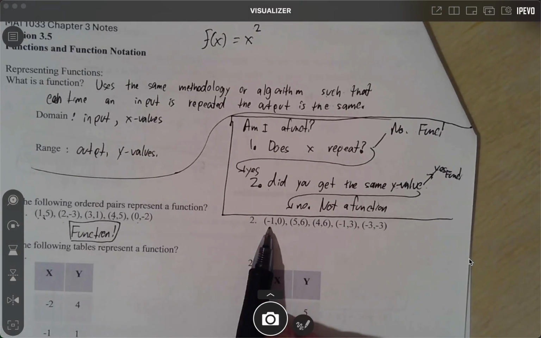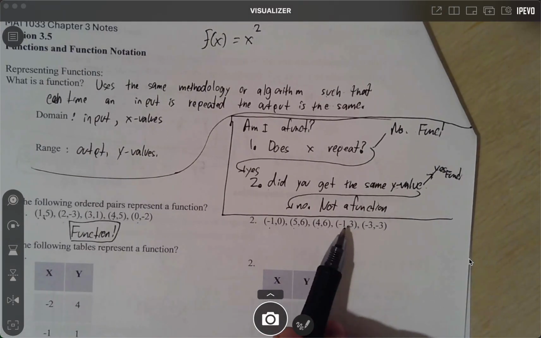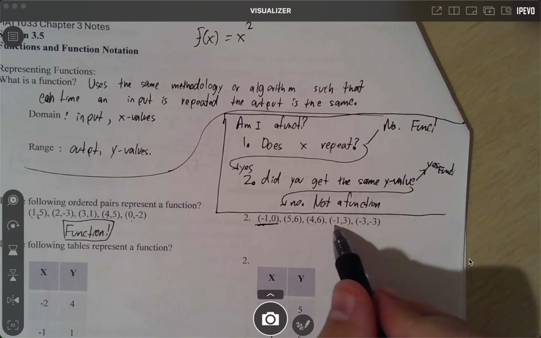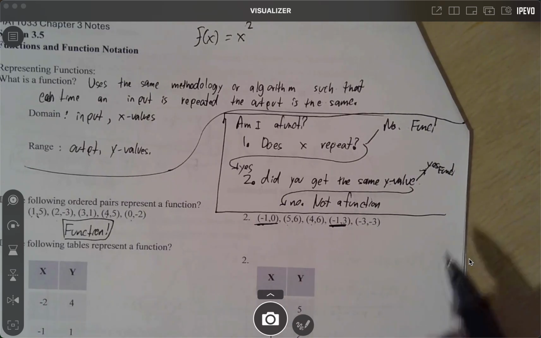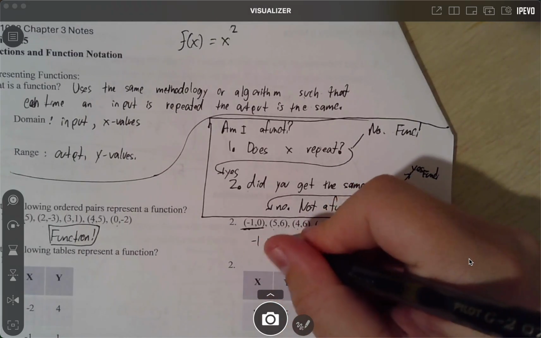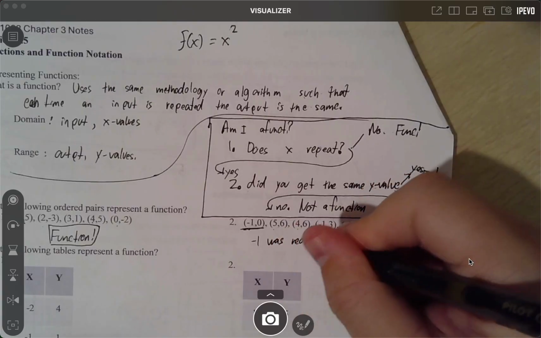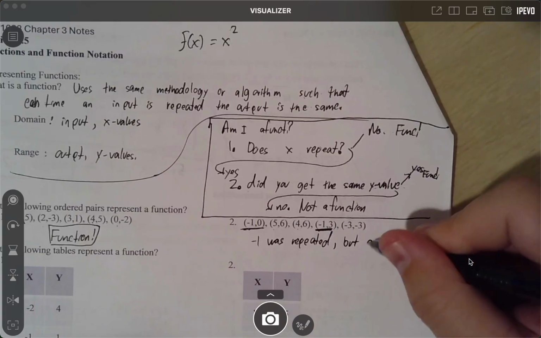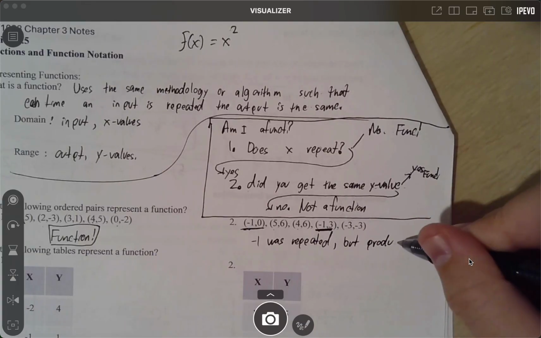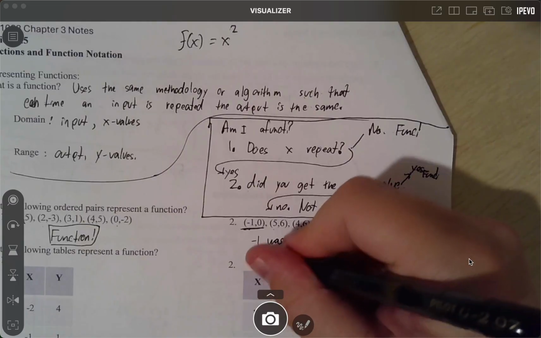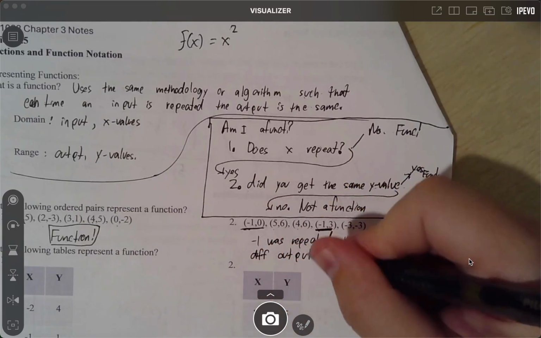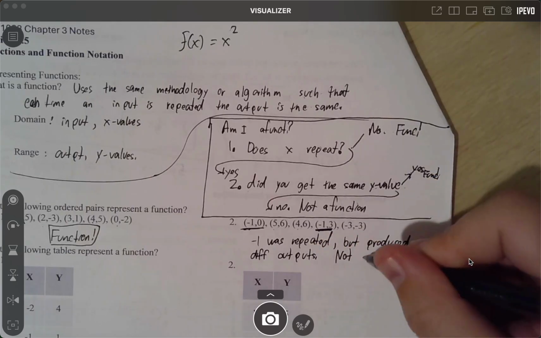Up next, I've got a -1, a 5, a 4, a -1, and a 3. Now notice again, I'm only looking at the x values first, and I'm noticing, wait a minute, I've got some repeated x values. So -1 was repeated, but produced different outputs. Guess what? Not a function.